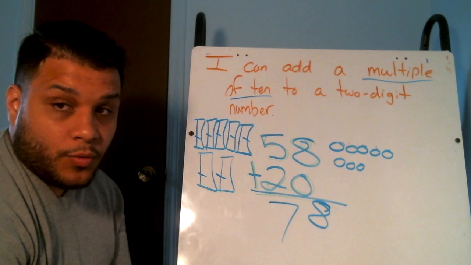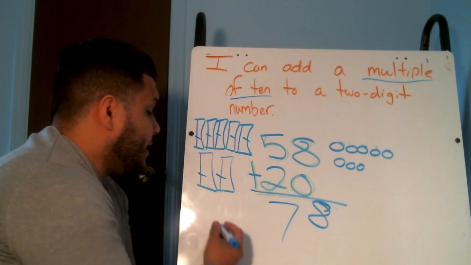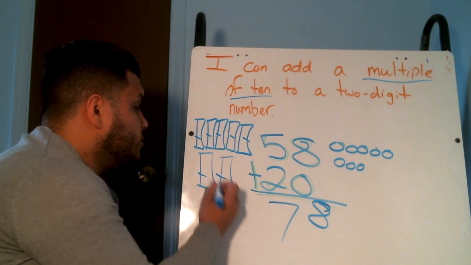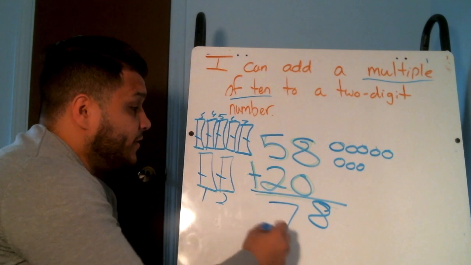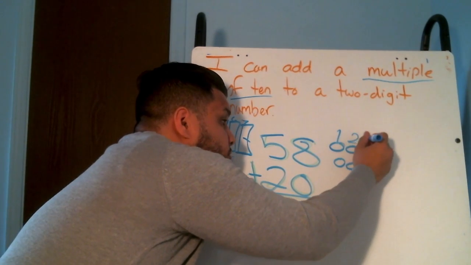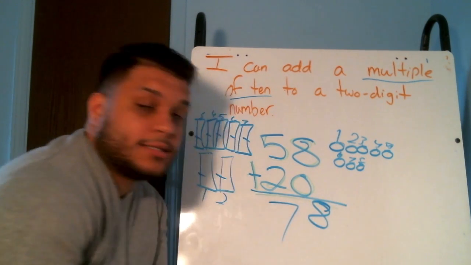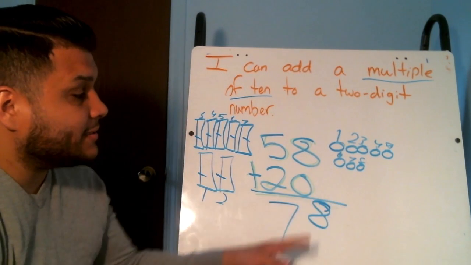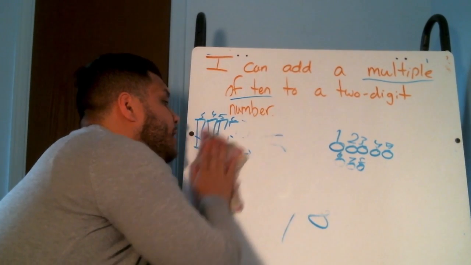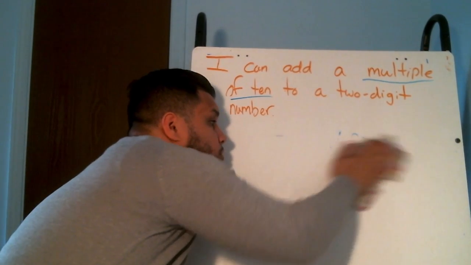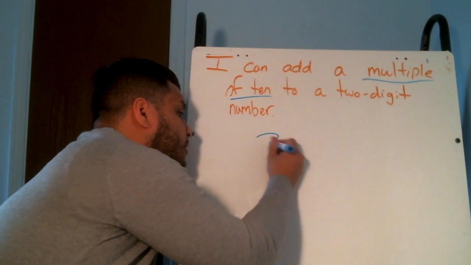I want to check my work. This lets me know that I should have 7 tens and 8 ones. So let me count it. I have 1, 2, 3, 4, 5, 6, 7 tens. And 1, 2, 3, 4, 5, 6, 7, 8 ones. When I checked my work, I got the same answer. Let's do one more example together. And then I'm going to send you guys off to your Google Classroom so you guys can do your work on your own.